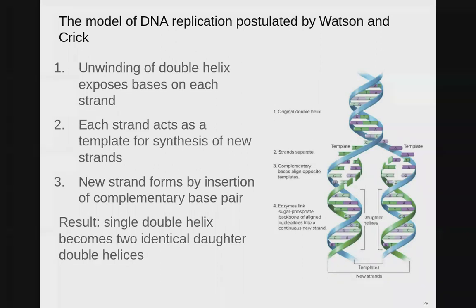So now Watson and Crick proposed that they unwound the double helix, exposing bases on both strands. Each strand then acts as a template for the synthesis of a new strand, and the new strand forms by insertion of a complementary base pair. And that should seem pretty much correct to you, and you'll be right. That's basically how DNA works. And the result was a single double helix becoming two identical daughter double helices. And again, that should sound perfectly correct, because it is, right? What they proposed was correct at the time.